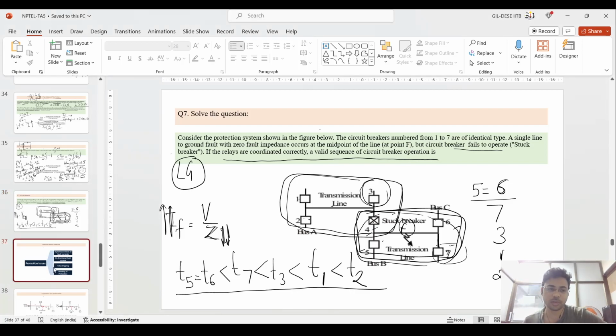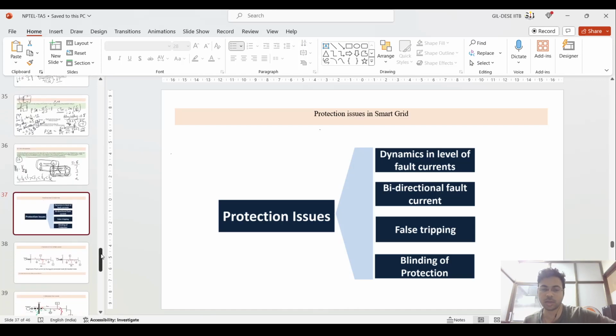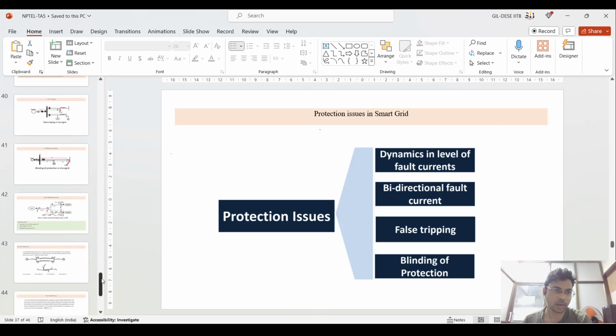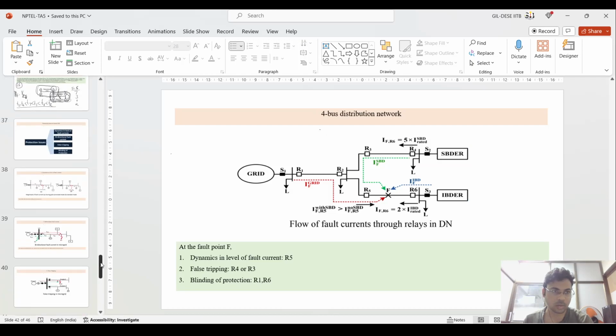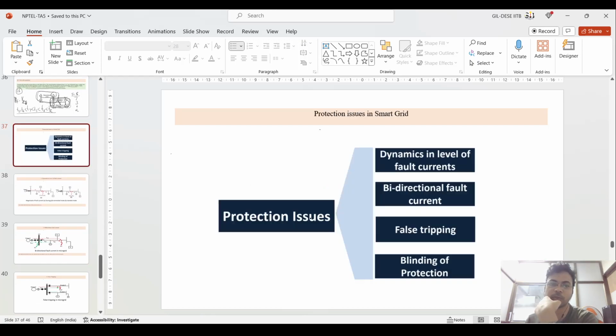So the time already got to 1:30, 5:30. So I'm stopping at this position. We also have a slide related to protection issues in the smart grid, and in the next coming session we will discuss this. Before moving to that, I have to tell you one concept. Let me make you understand this protection issue, and after that we will stop this class.